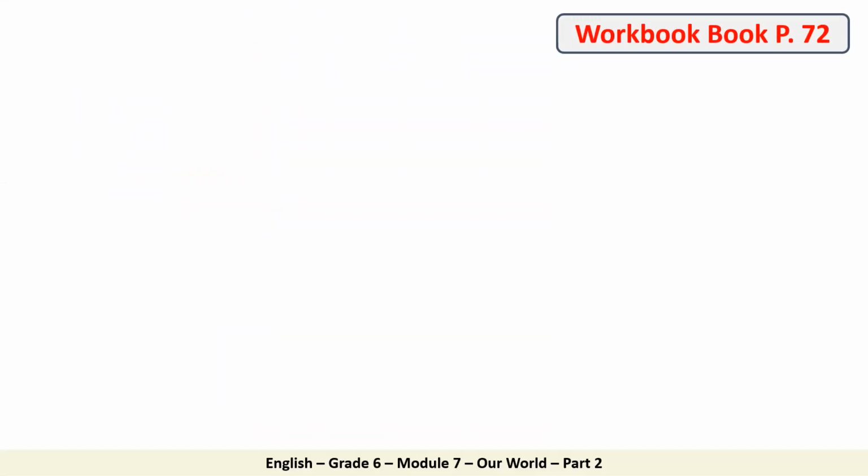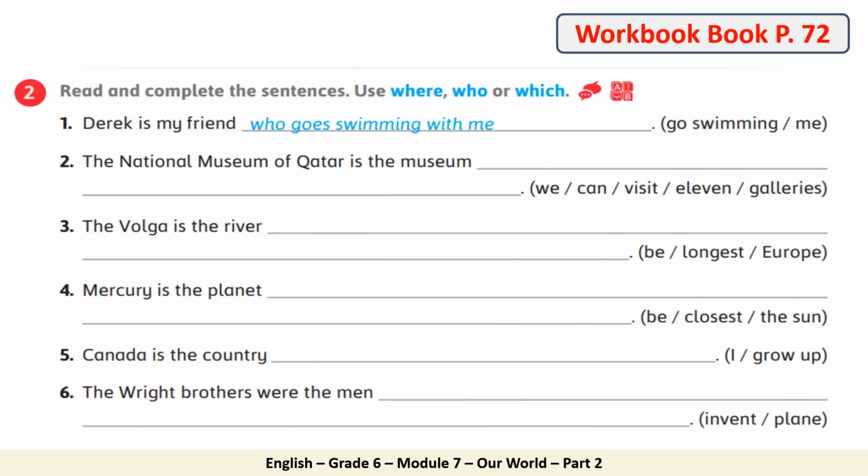We're going to go to the workbook, page 72, exercise number 2. Let's read the head of the question together because this is really, really important. Read the head of the question and then answer according to the instructions. We have: read and complete the sentences using where, who, or which. Again, we use where for places, who for people, and which for things or animals or abstract nouns.